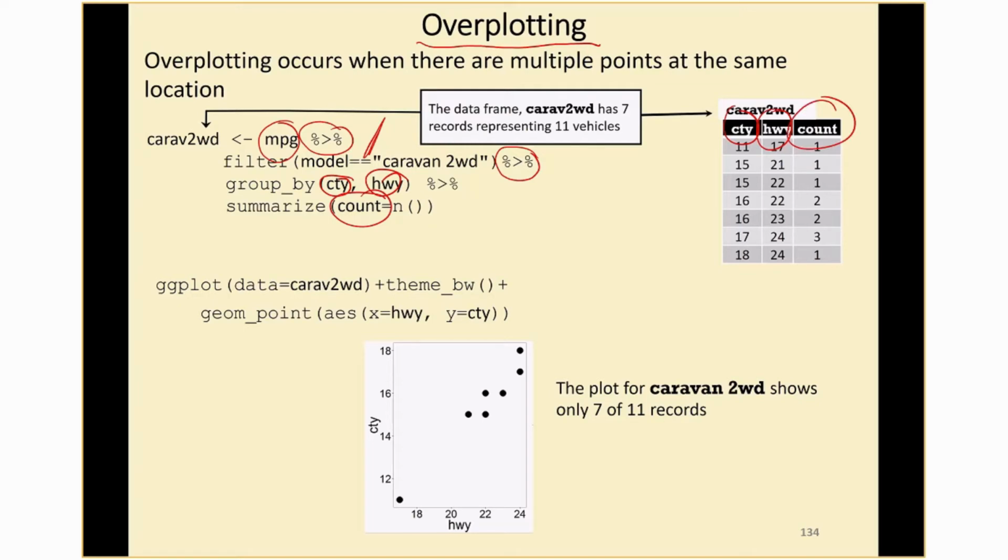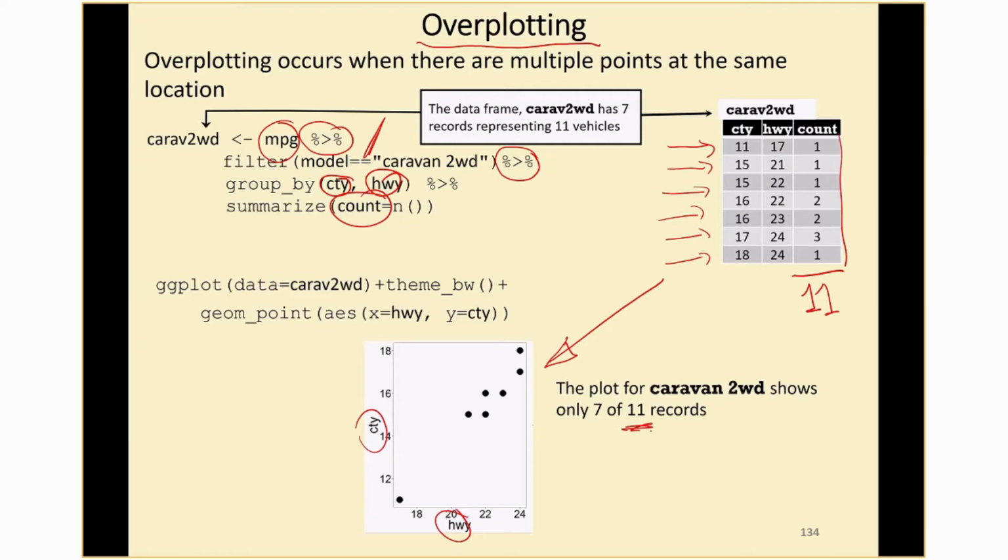But here you see the issue. If we add all these counts up, we've got a grand total of 11 records, but only 7 unique combinations of city and highway mileage. So when we make our plot, each one of these records is evaluated, and the value of the record determines the city and highway values. We're only going to see 7 points, 1 point for each one of those records, even though there are actually 11 vehicles in this particular data frame.